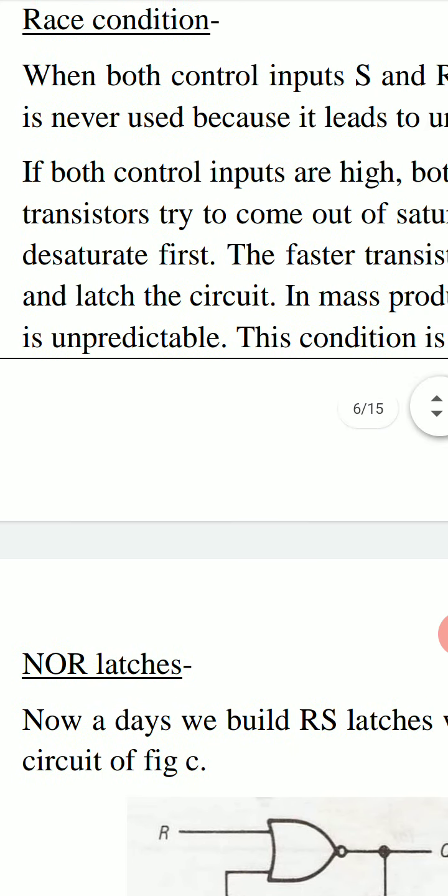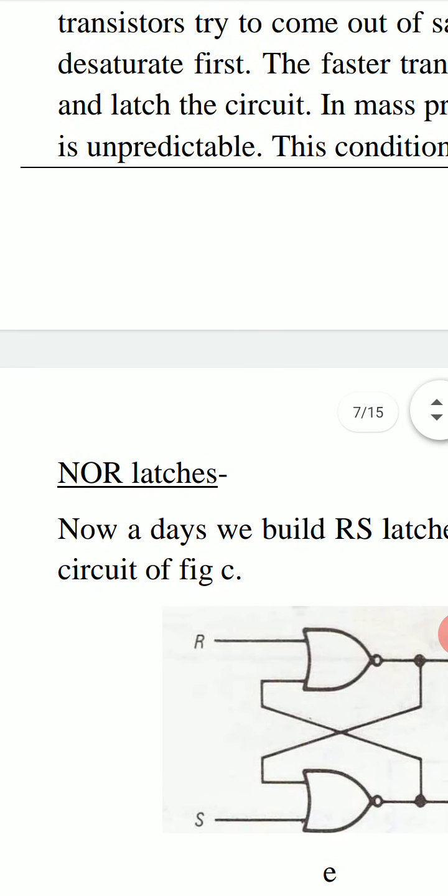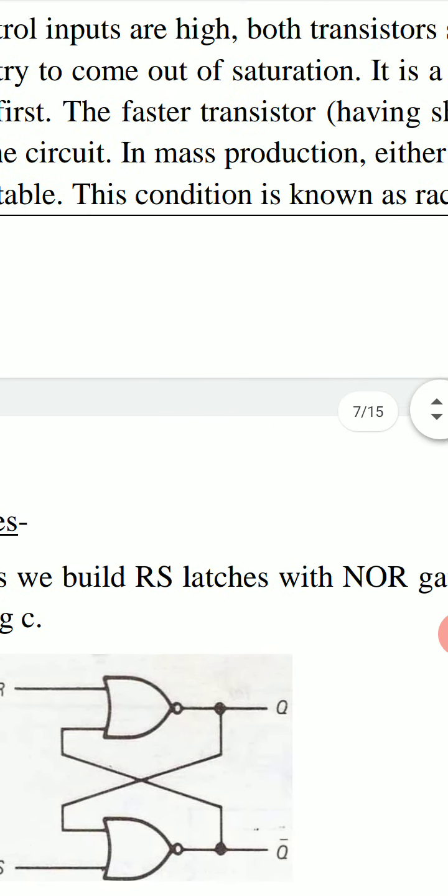If both control inputs are high, both transistors saturate. When these inputs return to low, both transistors try to come out of saturation. It is a race between the two transistors to see which one will desaturate first. The faster transistor will win the race and latch the circuit. In mass production, either transistor can be faster, therefore the Q output is unpredictable. We cannot predict what the output will be. This condition is known as race condition.